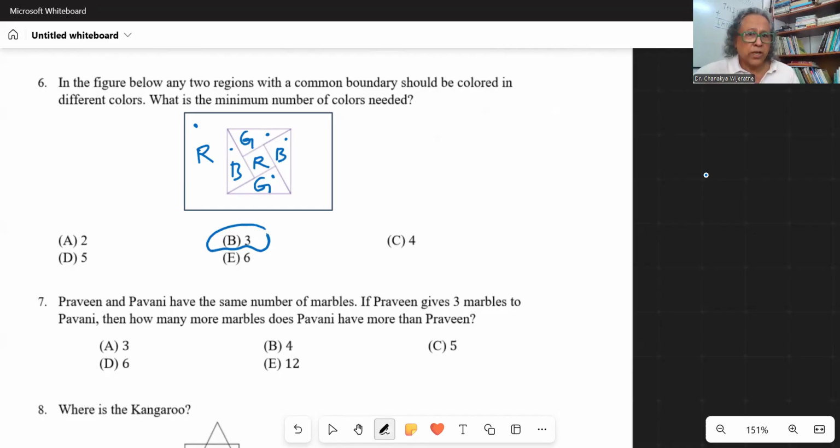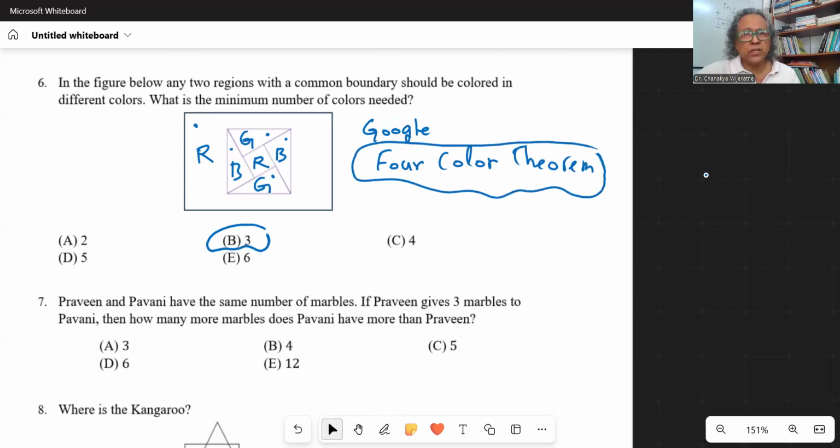Now you can actually Google and find out about the 4-color theorem. You may not be able to understand the proof of this theorem, but you can easily understand the statement. So I want you to Google and find out the 4-color theorem. All right, let's move on to the next question, number 7.